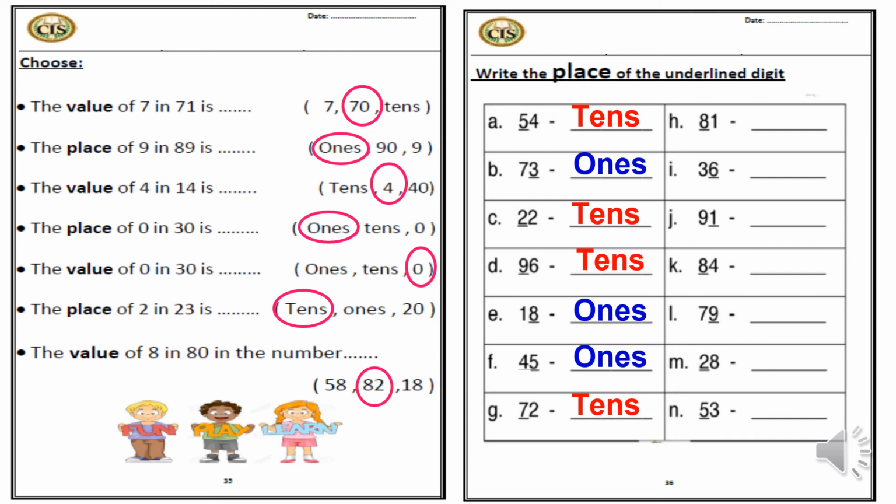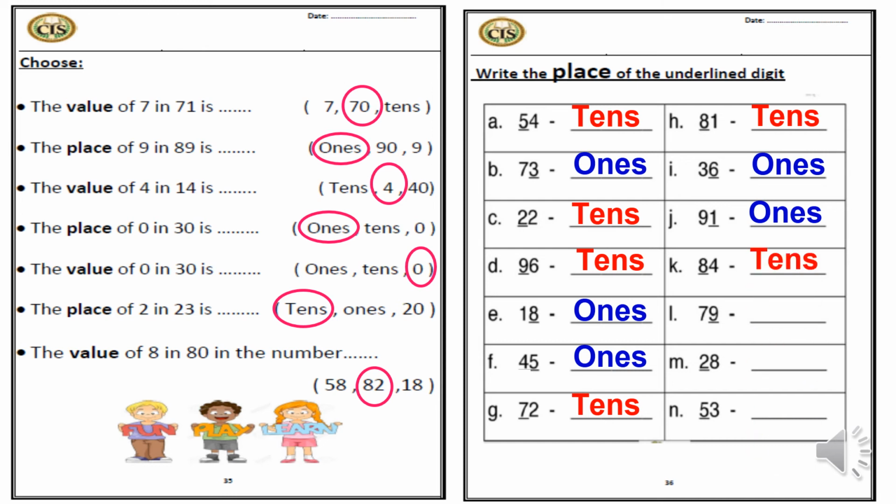Letter H, underline number 8. Which place does it live in? In tens. In letter I, we have here number 36. He underlined number 6. In which place? In ones. Then next we have here 91. He asked about 1. In which place? In ones. Next we have here 84. He underlined number 8.